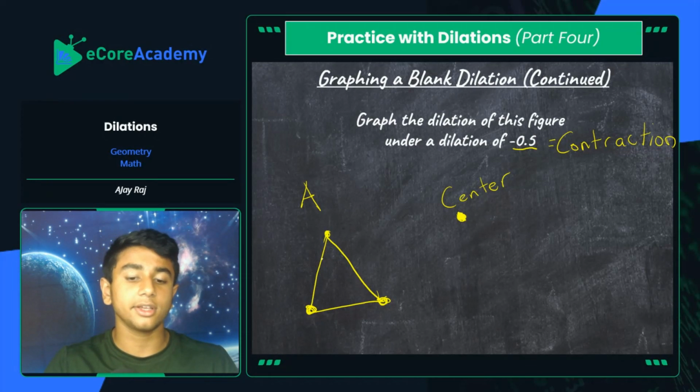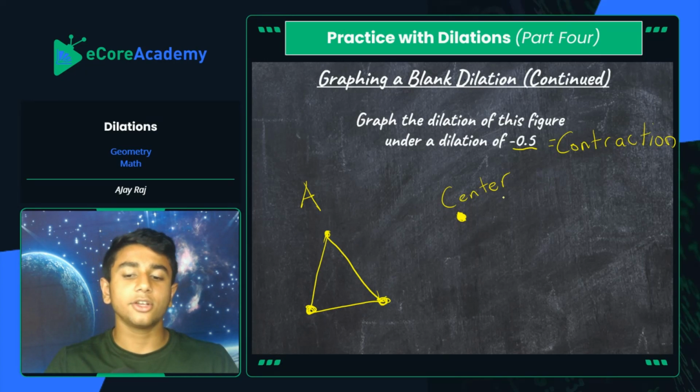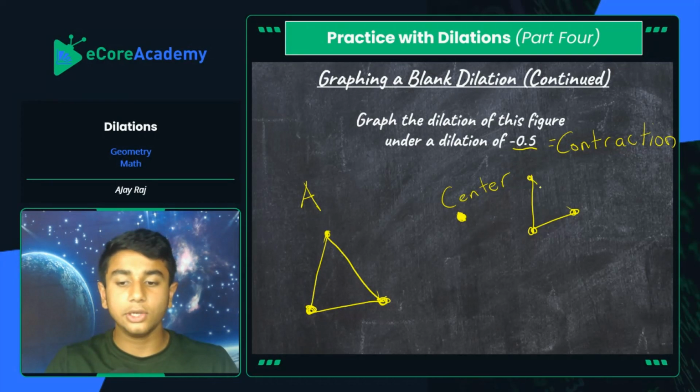All of its side lengths are going to be shrunk by 1/2, and we're also going to be placing it on the opposite side, because remember how I said making it a negative dilation means we're going to place it on the opposite side of the center. And what also happens with this new dilated triangle is that the distance of all of its points from the center of dilation is going to be 1/2 of this distance. So I'm going to say 1/2 here of this distance.